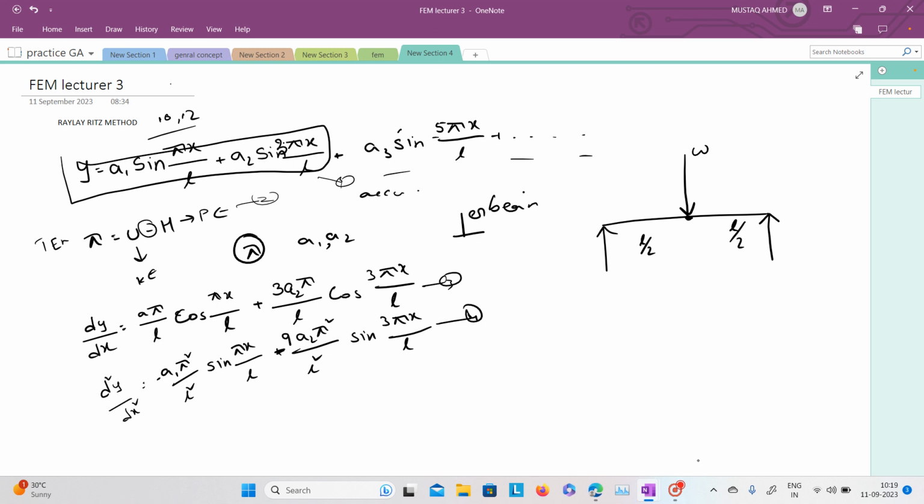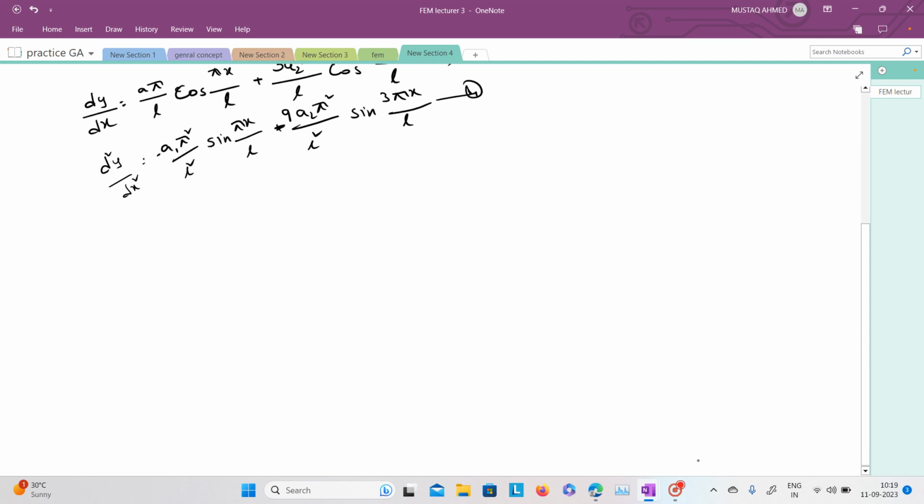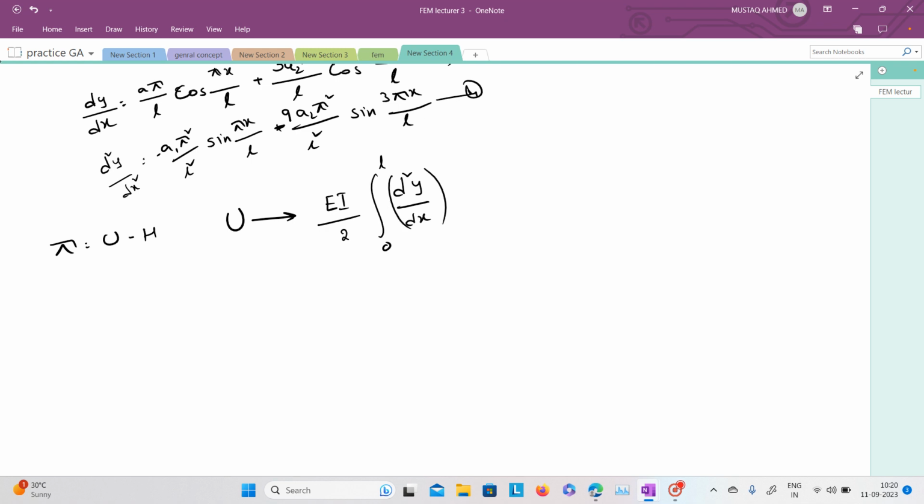Now after finding this, pi equals U minus H. First we need to find what is U. Actually U equals EI by 2 integral 0 to L, the boundary condition will be in the question, don't worry, of d square y by dx square whole square into dx.